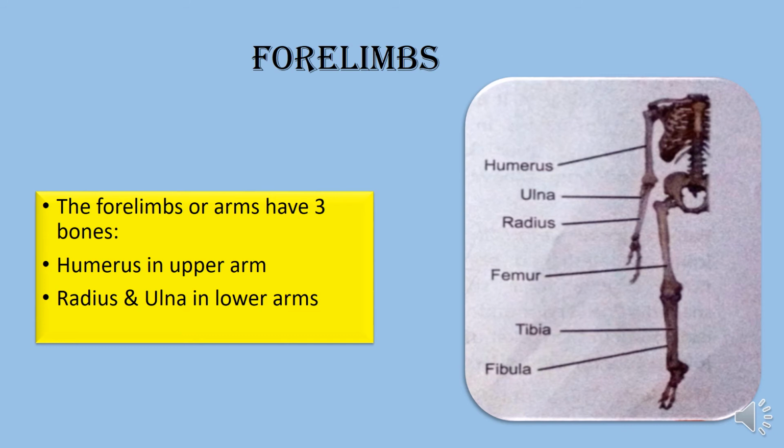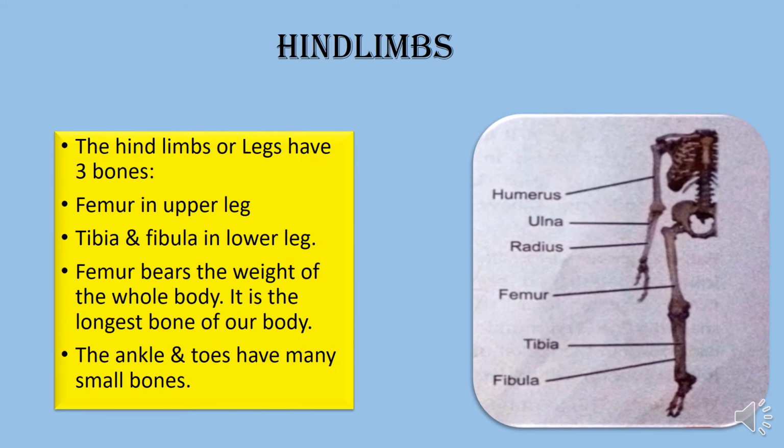You can see in the picture in which the hand is showing of the skeletal system, this is called the forelimb and the leg part is called the hind limbs. So, basically hands are the forelimbs, legs are the hind limbs. There are 3 types of bones present in our arms, or you can say forelimbs. Humerus in the upper arm, radius and ulna in the lower arm.